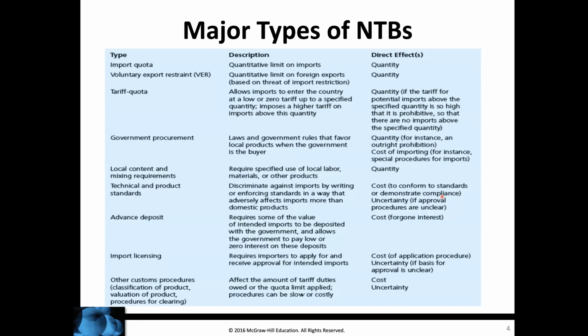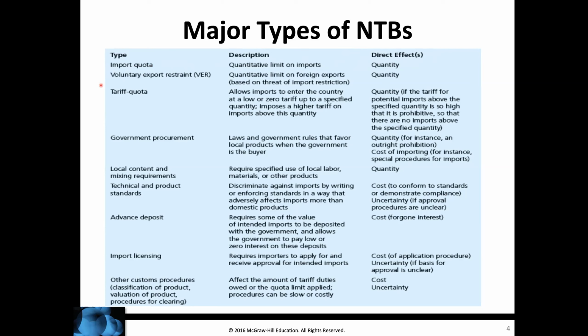This is a table, figure 9.1 in your book, that shows the major types of NTBs. As we look over here, we can see the type, a description of it, as well as the direct effects. So for instance, import quota, which we'll talk about in a little bit. The description is quantitative limits on imports, and the direct effect is it'll affect the quantity of imports being allowed into the country.